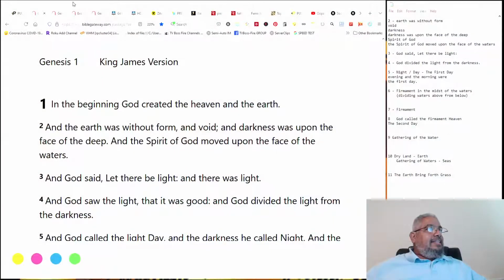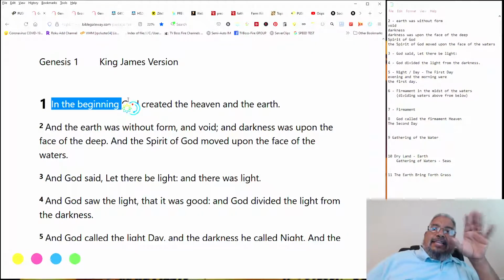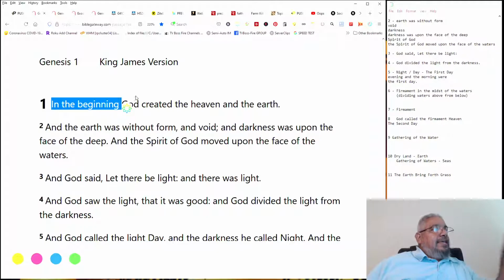It says, in the beginning. See that? In the beginning. Does it say how many years that was? No. It says in the beginning, en el principio. Porque está preguntando también, entonces, ¿qué edad tiene la tierra? In the beginning. Now, the beginning of what?